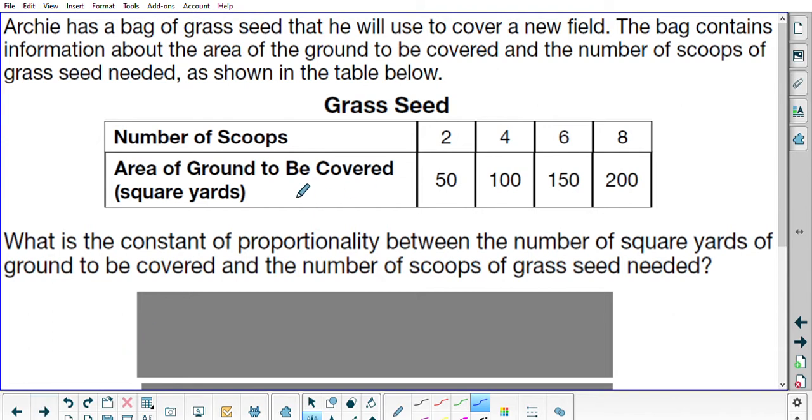All right, so we have this chart here, number of scoops and the area of ground to be covered in square yards, and they want us to find the constant of proportionality. Perhaps I should have put this on the review sheet. Constant of proportionality is a phrase that means the exact same thing as constant ratio. It also means the exact same thing as the unit rate.